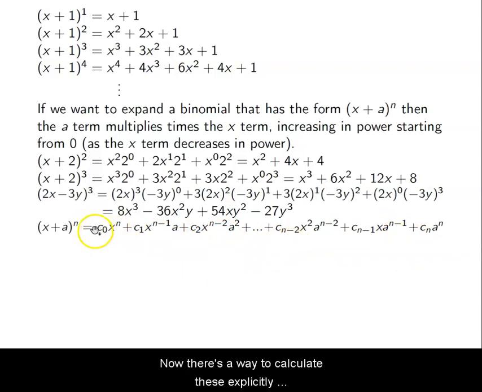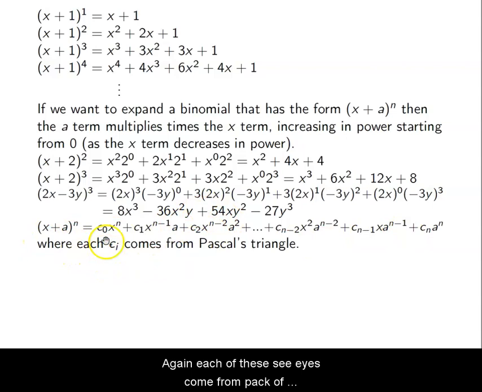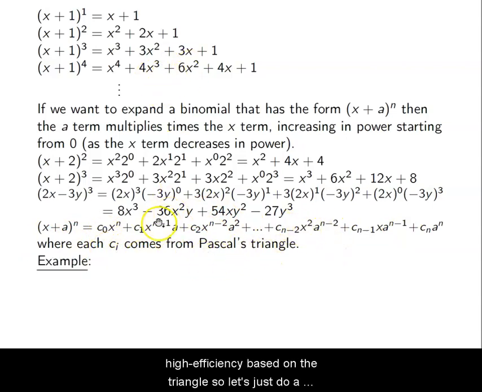Now there's a way to calculate these explicitly, which I'm not going to go over in this course because it doesn't really matter here. If this is interesting to you, go to my pre-calc session and you can look at that, and we go a little bit deeper in it than we are here. So again, each of these C_i come from Pascal's triangle. They're the coefficients based on the triangle.